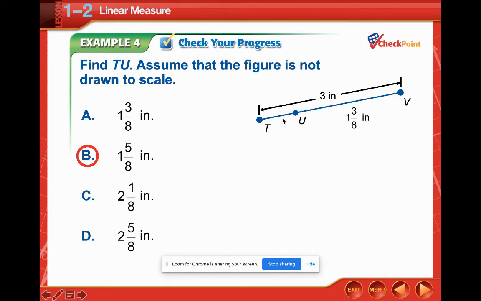All right. So remember where it says assume that the figure is not drawn to scale? It's definitely not drawn to scale. If you look at this, T to U looks so much smaller than U to V, but 1 5/8 inches is much larger than 1 3/8 inches. Like, it's crazy. So always assume the figure is not drawn to scale. Use math, not eyes.